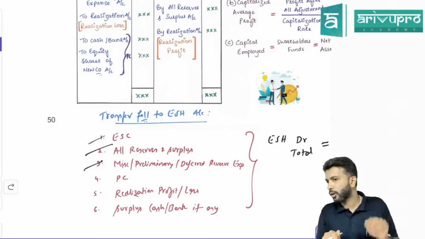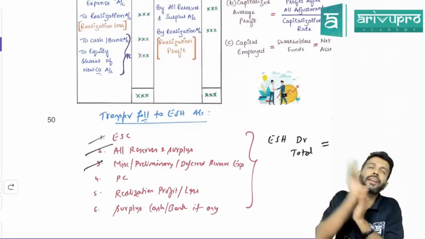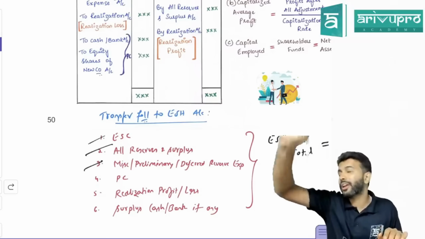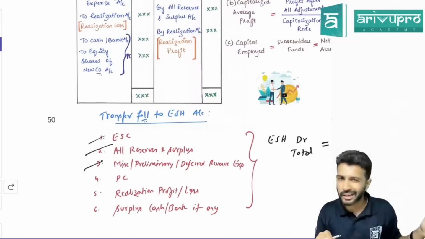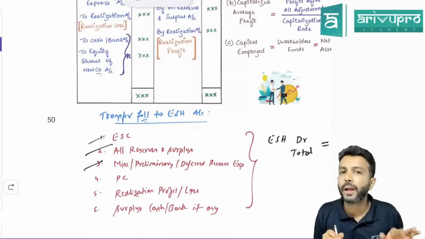Now, can we show this or cancel it? Every single ledger you need to close. It has a debit balance. To close, what will we do? Credit it. Where will we transfer this to? Equity shareholders account. So the entry will be equity shareholder account debit, to preliminary expense, to deferred revenue expenditure, to miscellaneous expenditure, if at all you have any. So this also will get closed.